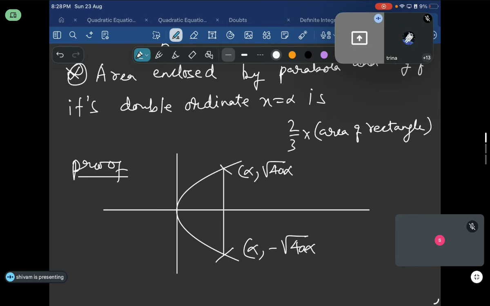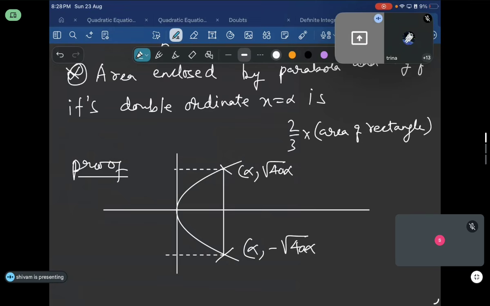I'll tell you which rectangle. Not half, 2 by 3. This is the rectangle we are talking about. Are you getting it? Ritam, tell me. So see, there is a rectangle so formed. What is the area of this rectangle?